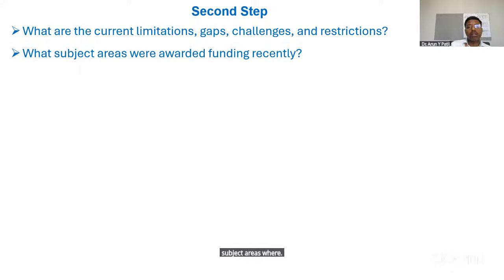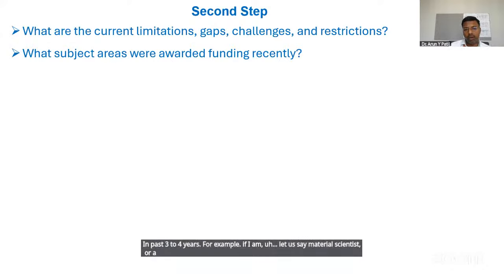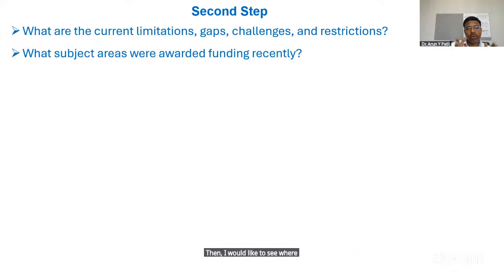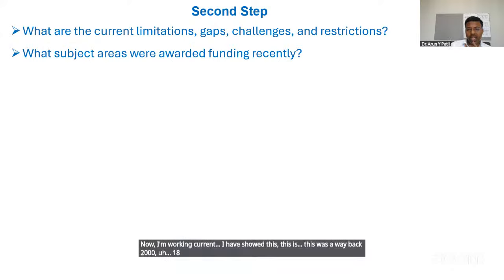Where are the heaviest fundings which have come in the past 3 to 4 years? For example, if I am a material scientist or a material researcher, then I would like to see where are the avenues wherein I can put my efforts. Now, I have shown this. This was way back, 2018 or 19, I can say.